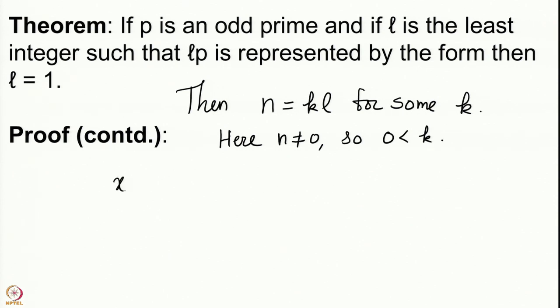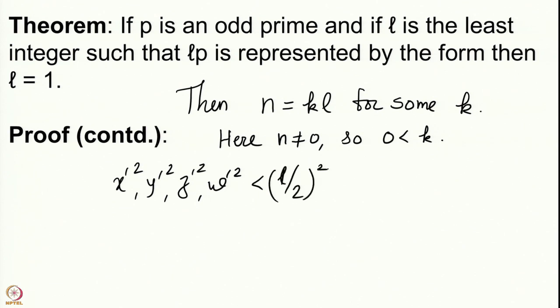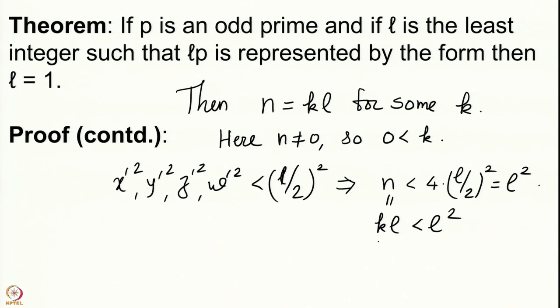Further, we have that each of the x prime square, y prime square, z prime square and w prime square is less than L by 2 square. Remember L is odd, so L by 2 is not an integer. So each of the x prime, y prime, z prime, w prime will have to be strictly less than L by 2, and so their squares are less than L by 2 square, which would mean that their sum is less than 4 times L by 2 whole square, which is L square. If n, which is k into L, is less than L square, it would mean that k is less than L.